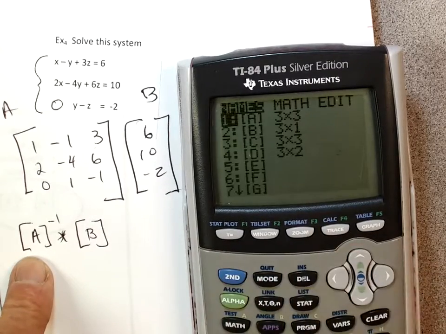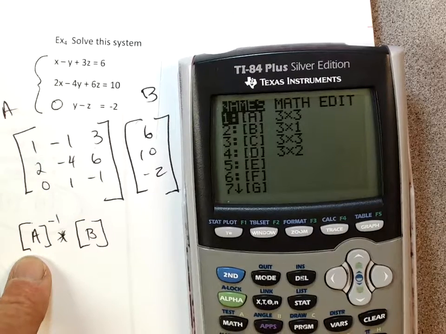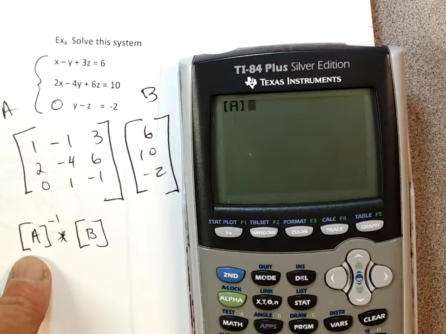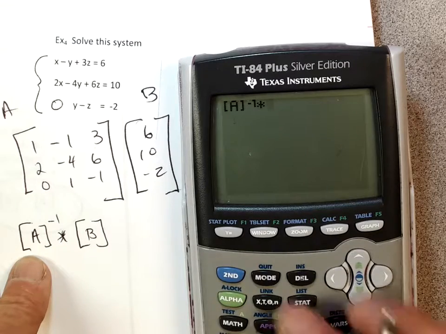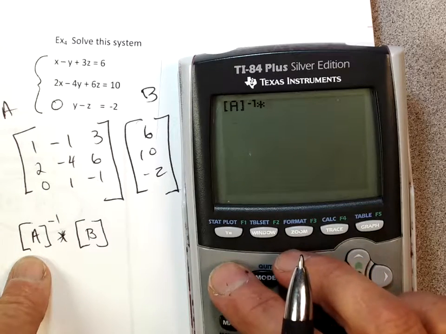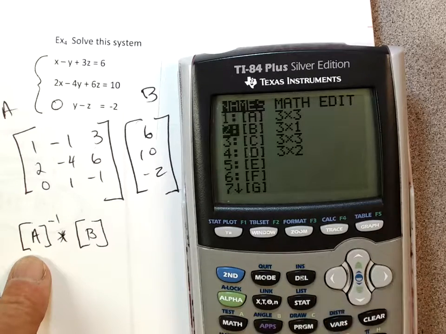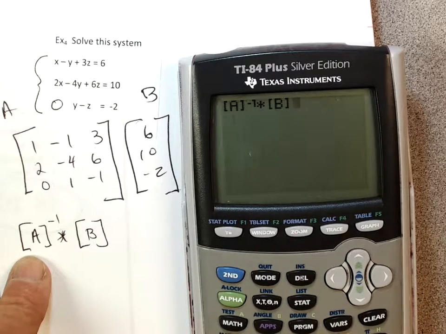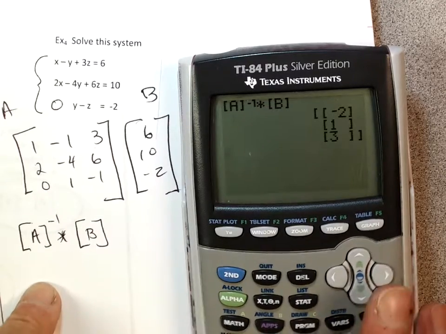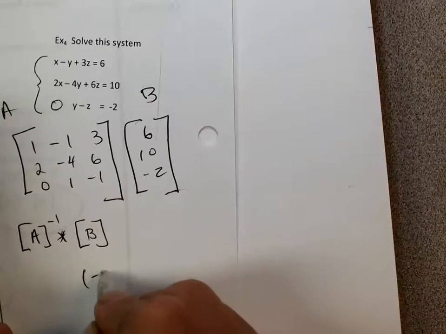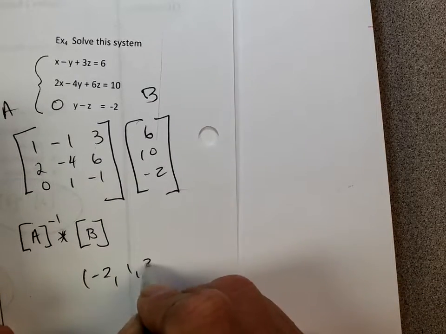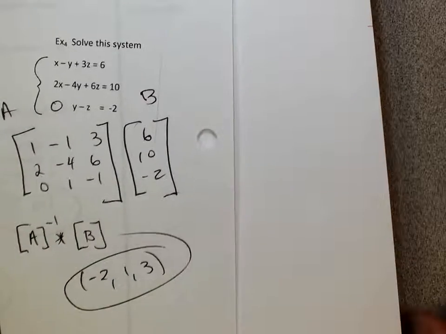My A matrix is found in the matrix menu. I've highlighted A. My inverse symbol is right there, the x to the -1. My times sign. My B matrix is right there. I've got it set up. I'm ready to see the answer. Boom, there it is. So I got -2, 1, 3.